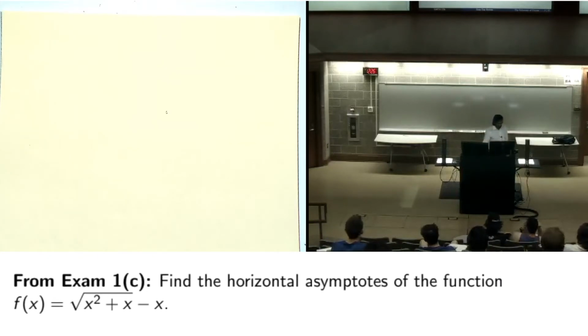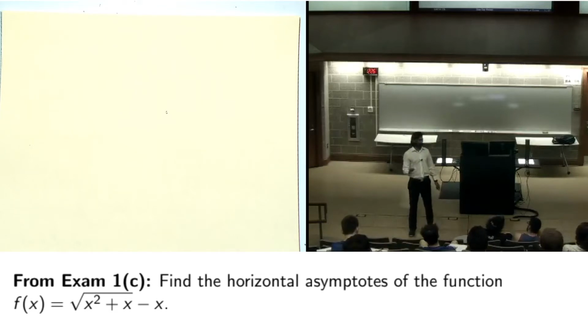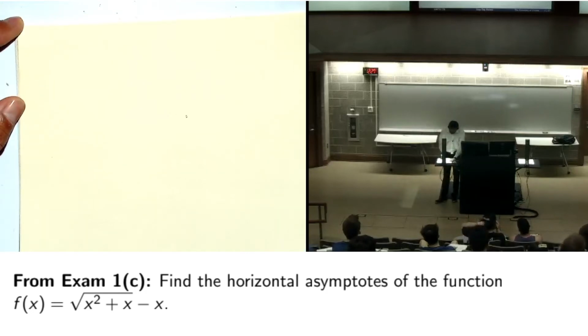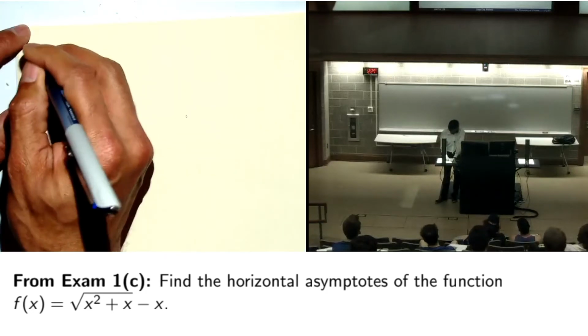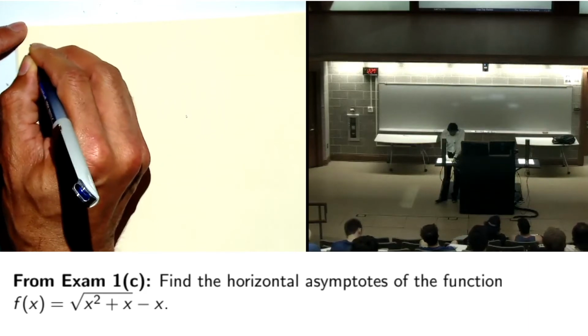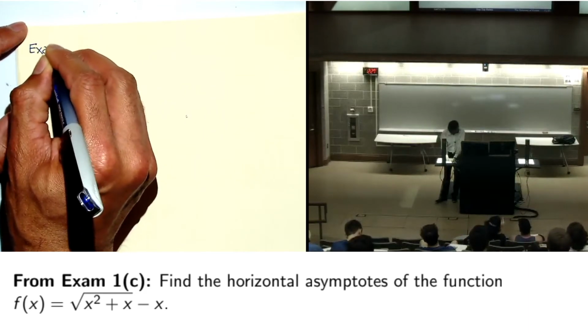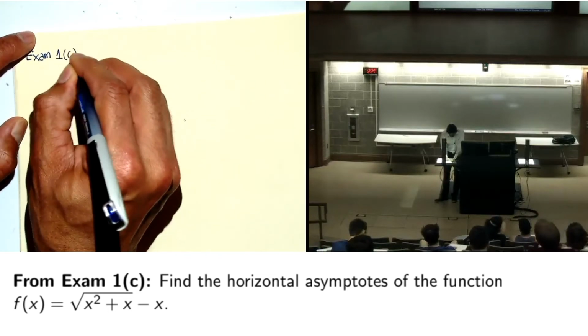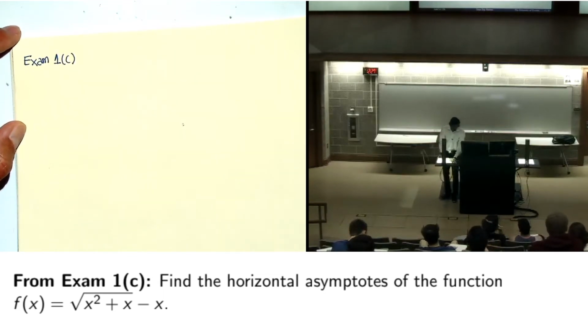Okay, so the next question is asking what? Find the horizontal asymptotes. So asymptote, there are two types of asymptote. One is the vertical, another is the horizontal. Verticals are easier to compute. You're going to just put the denominator equal to 0 and simplify, whatever the denominator is. Horizontal asymptotes are sort of linked with the definition of limit. It's linked with limits. So exam 1C. Brendan said this question was in exam 1 and it was a C somewhere.